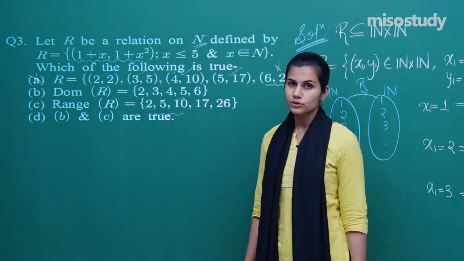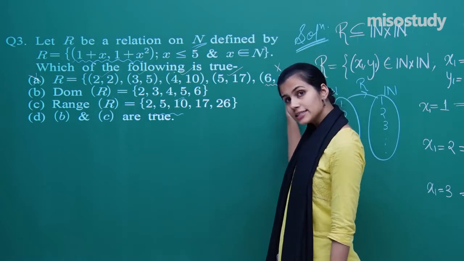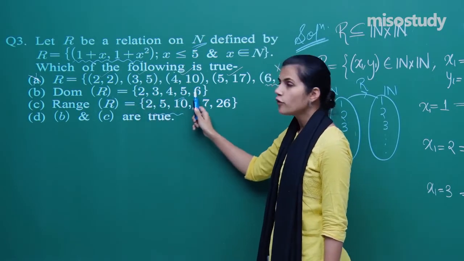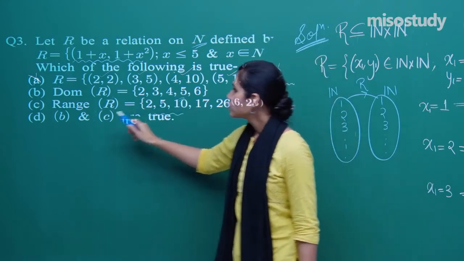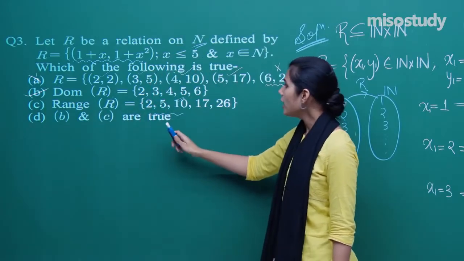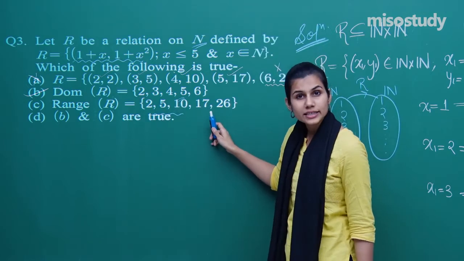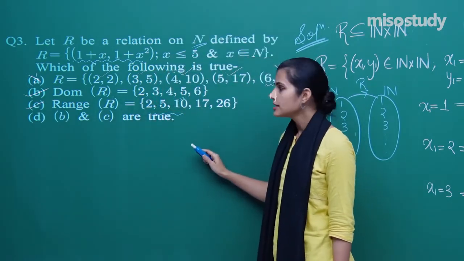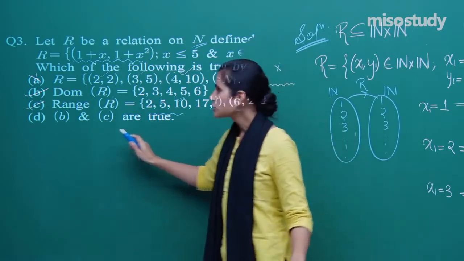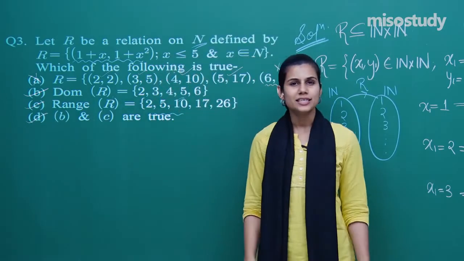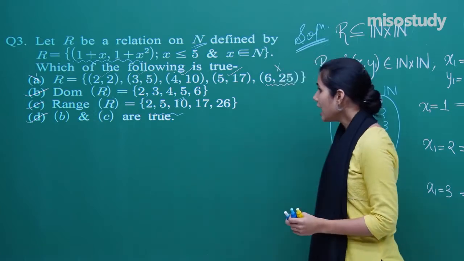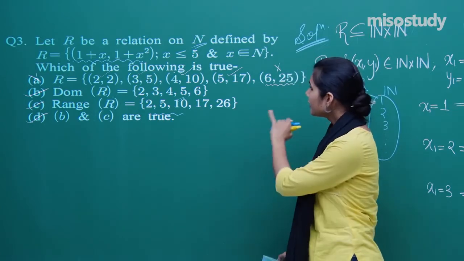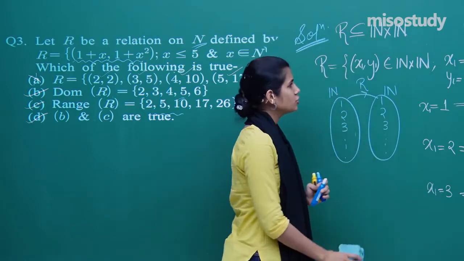My relation is not equal to this. It is equal to (6, 26) at this position. But the domain of R is yes, 2, 3, 4, 5 and 6 definitely. So B is correct. Range of R is 2, 5, 10, 17, 26. Yes, it is correct. And option D, which says both B and C are true, is also correct because yes, both B and C are true. That is how just by one digit's difference, we have eradicated A from being the correct option.